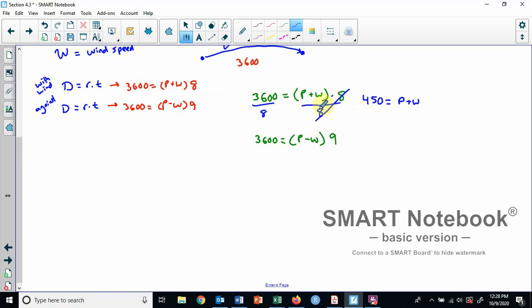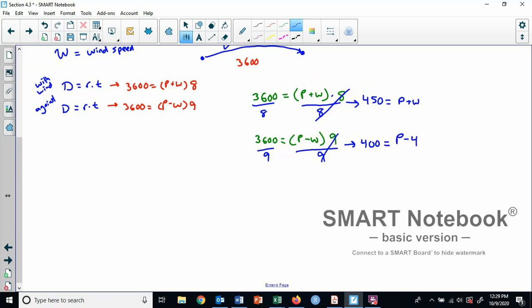So everybody sees I just divided both sides by 8. I get 450 equals P plus W. Just to make an easier equation. I'm going to do the same thing over here. I'm going to divide both sides by 9 because I would really like to just get rid of this 9. And what that will give me is, let's see, 3,600 divided by 9 is 400 equals P minus W, and the 9's gone.